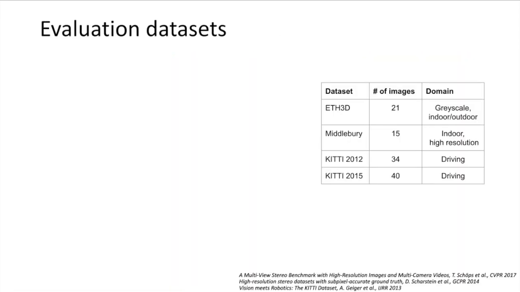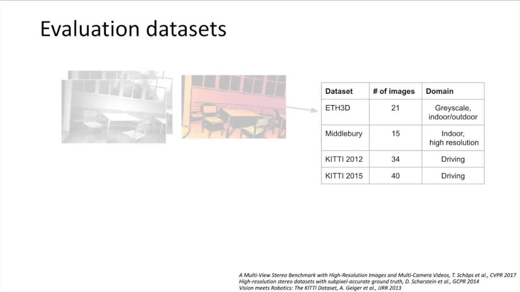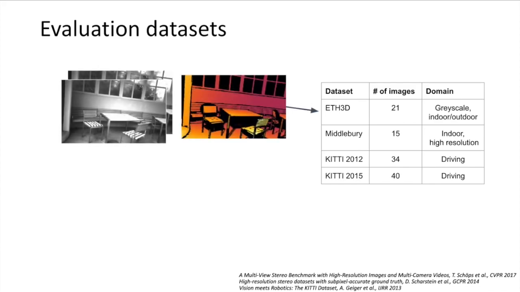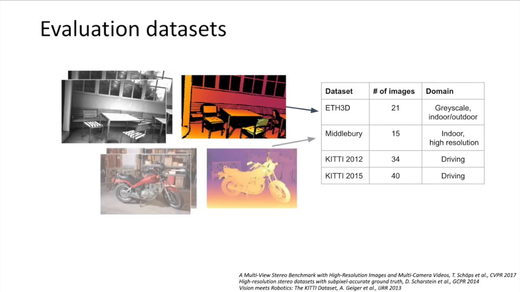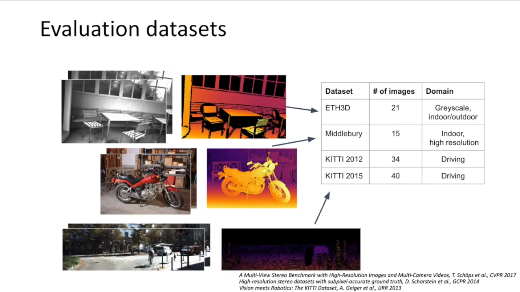We evaluate our performance on the following 4 datasets: ETH3D, which consists of 21 grayscale images covering both indoor and outdoor scenes; Middlebury, a dataset of 15 high-resolution indoor complex scenes; and the Kitty 2012 and 2015 stereo dataset, which consist of images taken from a car along with ground truth provided by LiDAR.